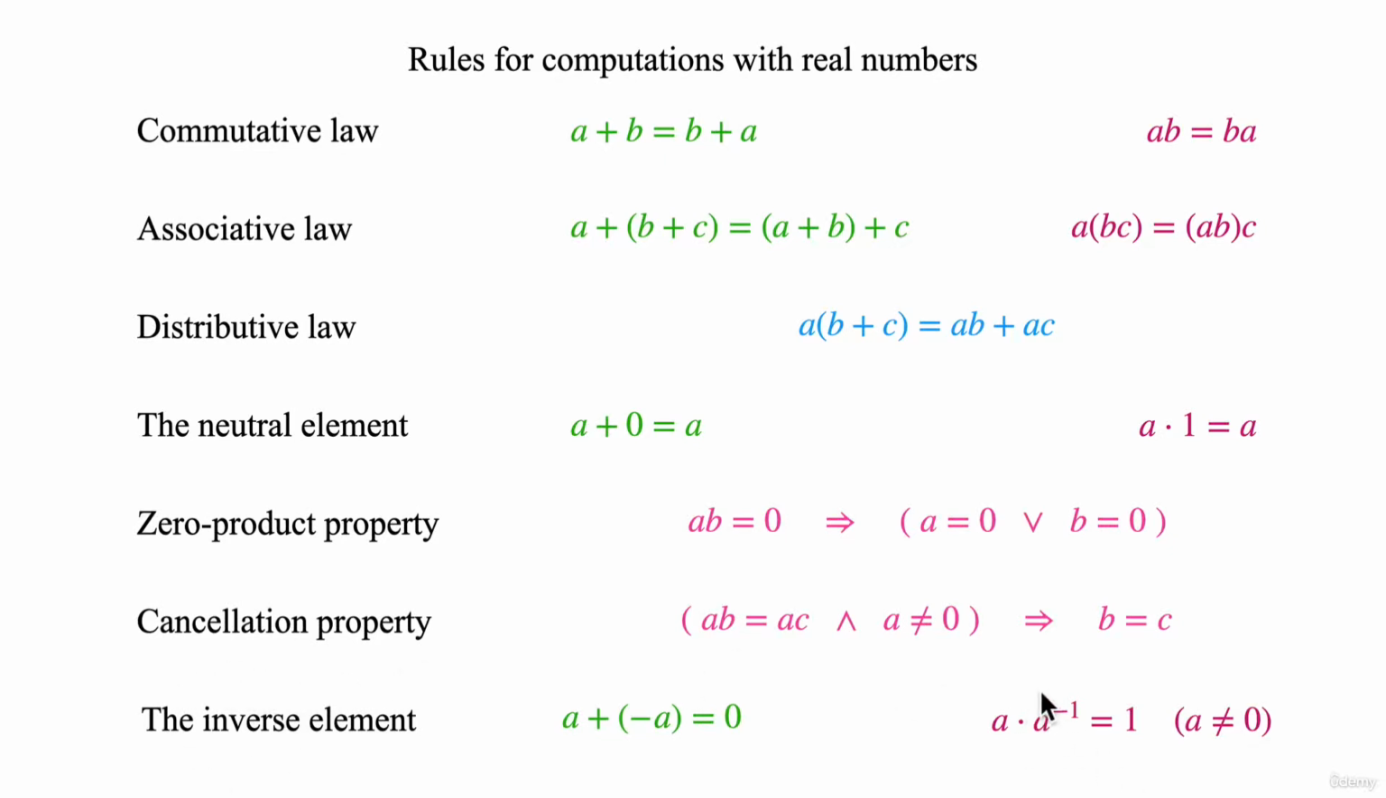And in the case of multiplication, it is really always called the inverse element. And this is 1 divided by A. So, for example, for A equal to 2, its multiplicative inverse is 1/2, because 2 times 1/2 is equal to 1. For A equal to 1/3, the inverse will be 3, because 1/3 times 3 is equal to 1. And all the real numbers, except for 0, do have their inverse element for multiplication.